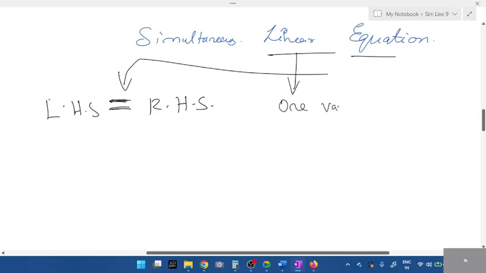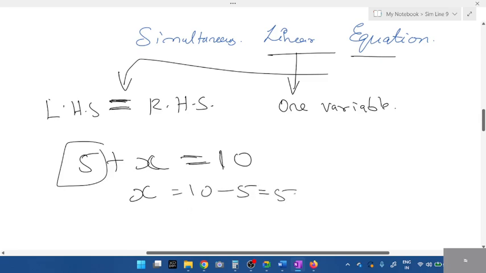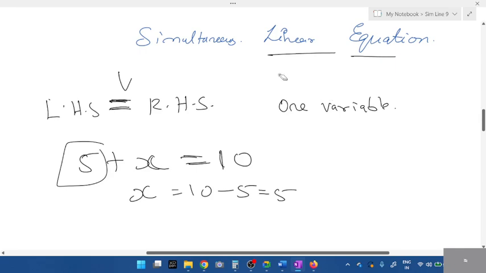Okay, one variable. So what is one variable? If I take 5 plus x is equal to 10, this is a linear equation. How many variables are there in this? One variable. If I write x plus y is equal to 10, now how many variables are there? Two variables. Rules are same. How do you find the value of x? What happens to 5? Plus 5 goes to the other side and becomes 10 minus 5 is equal to 5. Rules are same, okay?